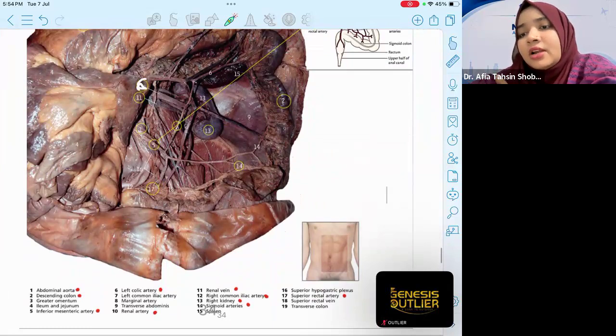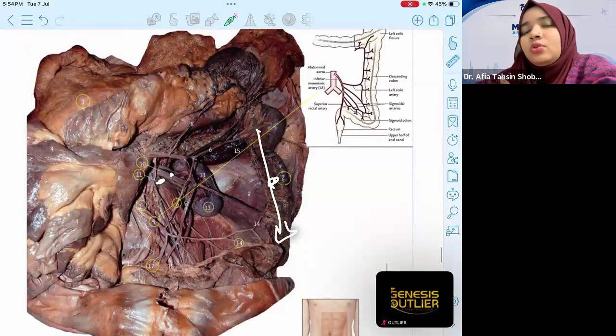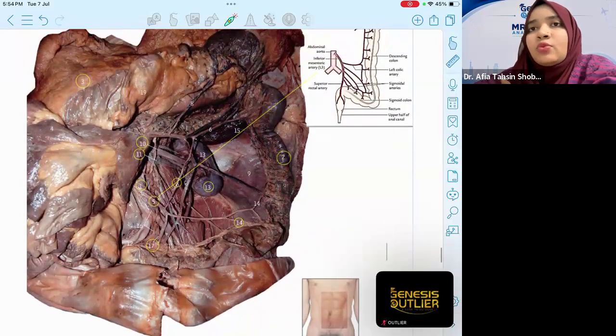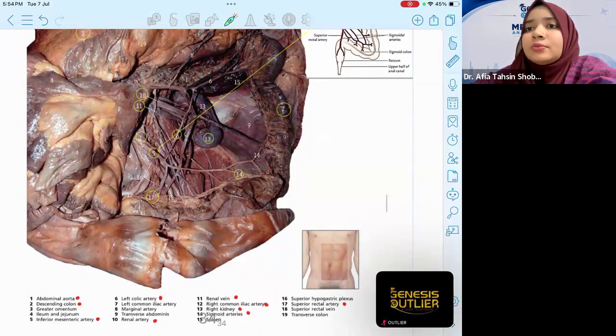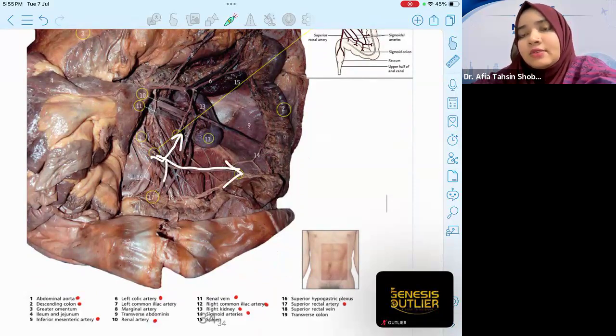And 10 and 11 are renal artery and vein. 10 is renal artery and 11 is renal vein. This 2 is descending colon. See, this is descending colon. This 3 is greater omentum. And this is 13, you know that, right kidney. But from here, actually, you have to know the 5 inferior mesenteric artery and its 3 main branches, 6, 14, and 17. Okay.